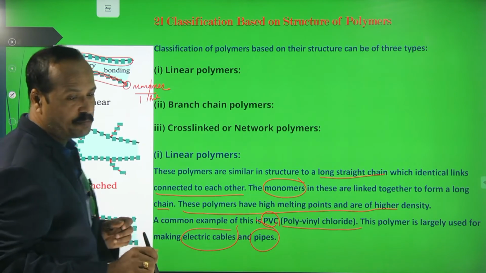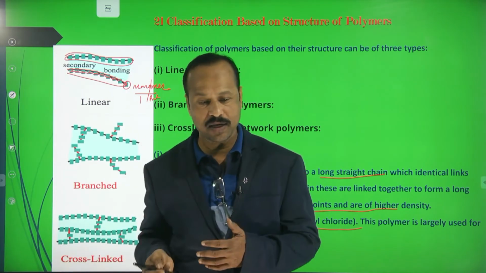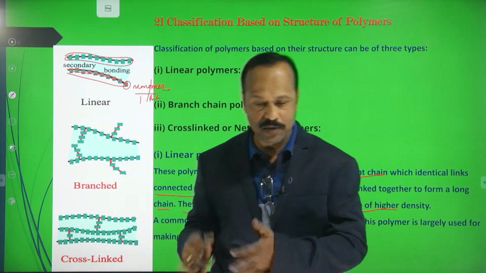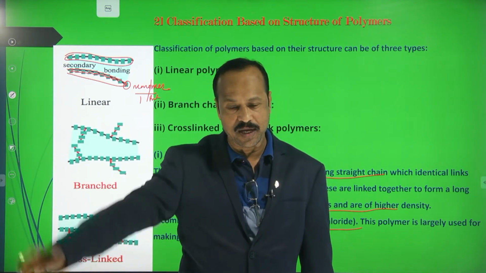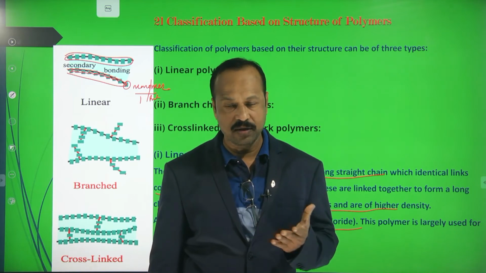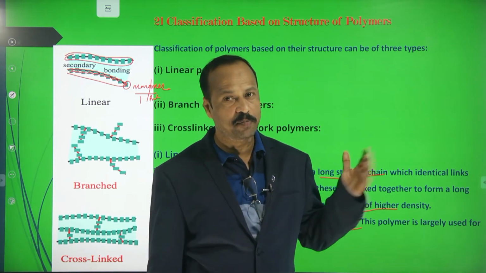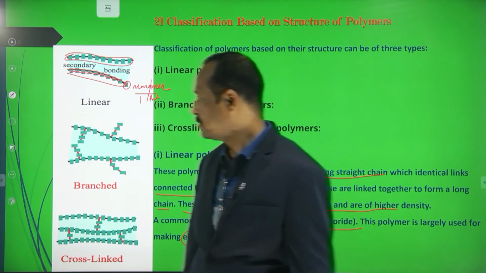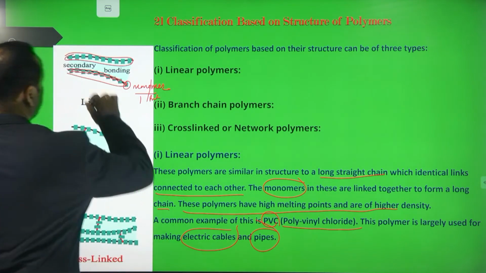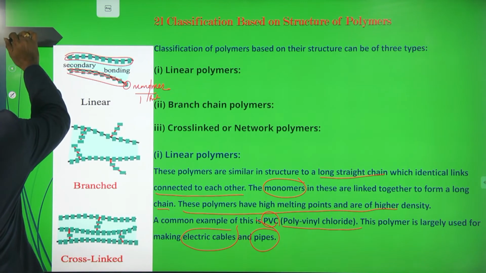And the same examples will be repeated for all. Don't think that all are different examples. All are polymers only. Whatever examples we see here, you have seen in the previous also, like nylon, cotton, terracotta, all this. So the same type of examples will be repeated here also. Is this clear? Now, the second is what? Based on the structure of polymers.